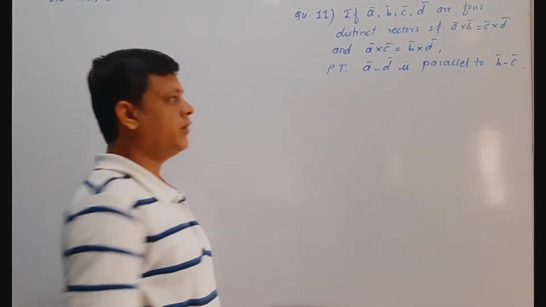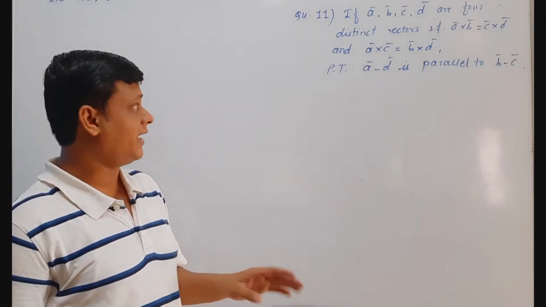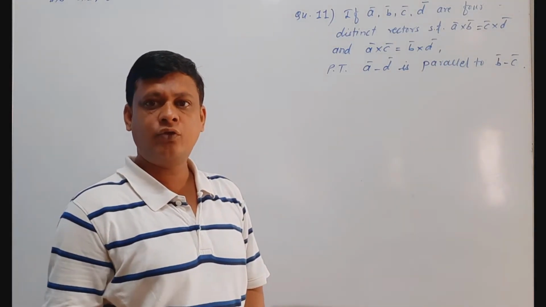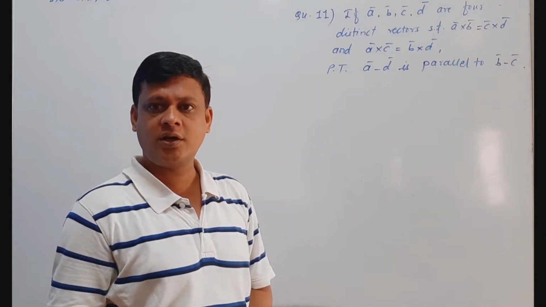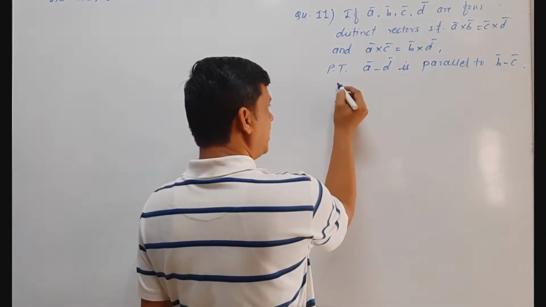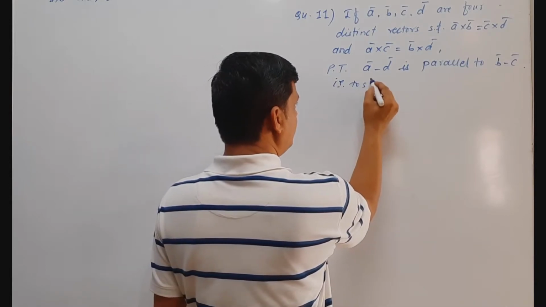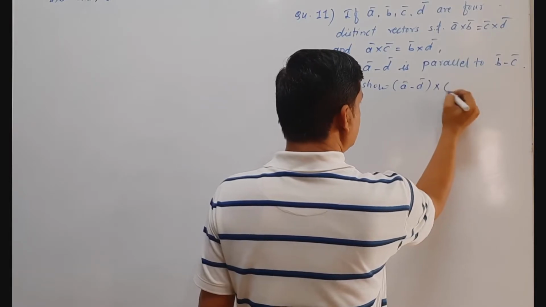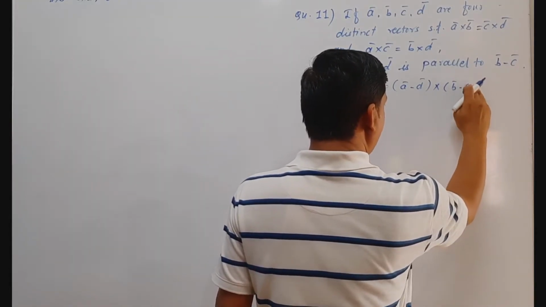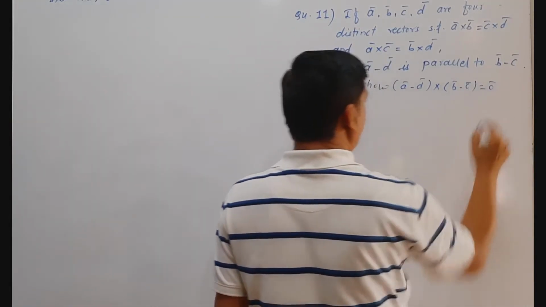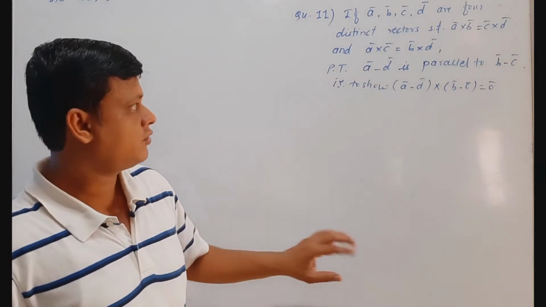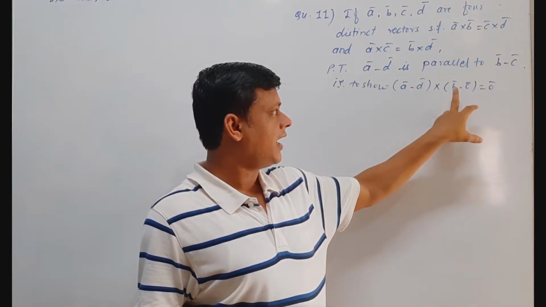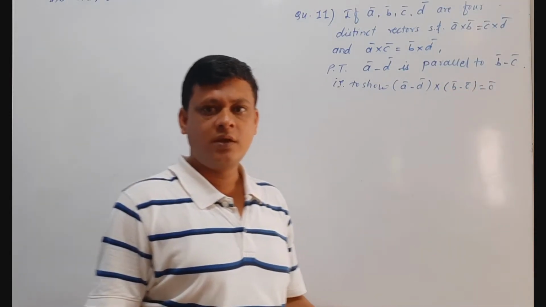So what we have to do here? First we discuss that we have to show these two vectors are parallel. When two vectors are parallel, their cross product is 0. That means we have to show that A bar minus D bar cross B bar minus C bar equals 0 vector. That means our aim is to show the cross product of A bar minus D bar and B bar minus C bar equals 0 vector.